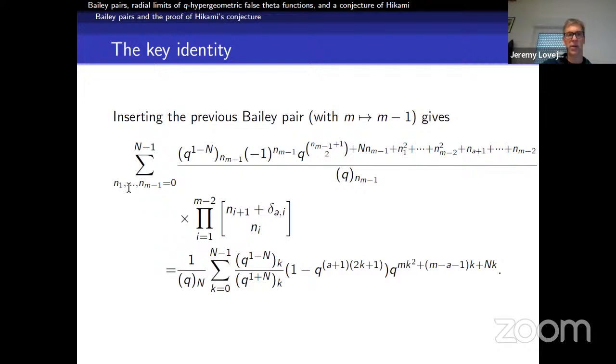So the sum n equals from n1, m minus 1 up to capital N minus 1. So this is the expression. And here's the right-hand side. Okay, so this is just what you get when you plug in the Bailey pair.